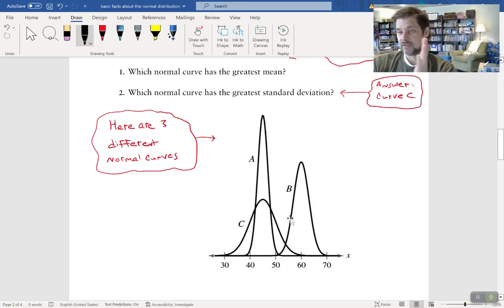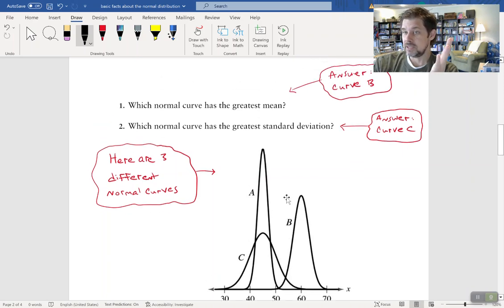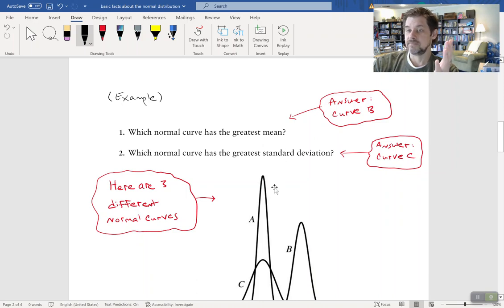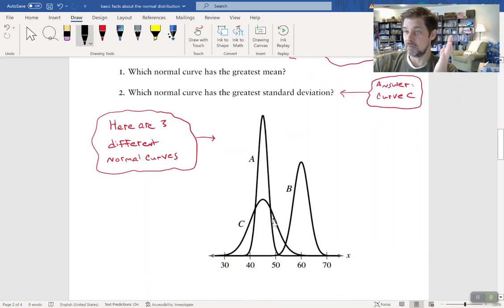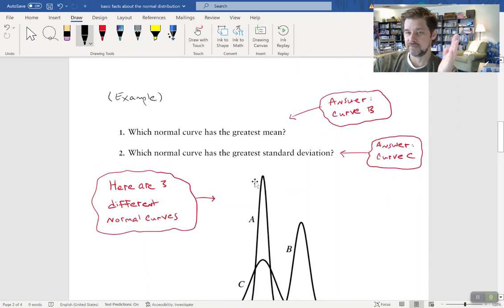But B is shifted further to the right. The middle looks to be a little more than 60. So B has the greatest mean. The middle of it is a bigger number. It's the biggest of all of them.